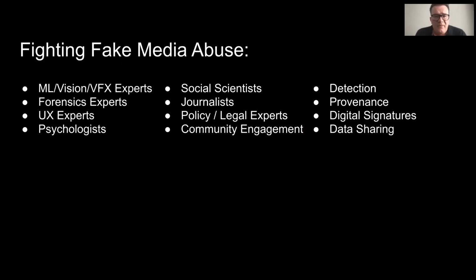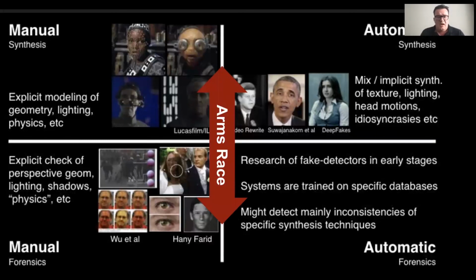Okay, so as I said, this is just one mitigation technique, to run detection, but there are many other mitigation techniques that we and the community look into, like provenance and digital signatures. We're working with psychologists, social scientists, policy experts, and many others. And I just want to conclude, this is an arms race. The synthesis techniques are improving over the years, but also the detection techniques are improving over the years.